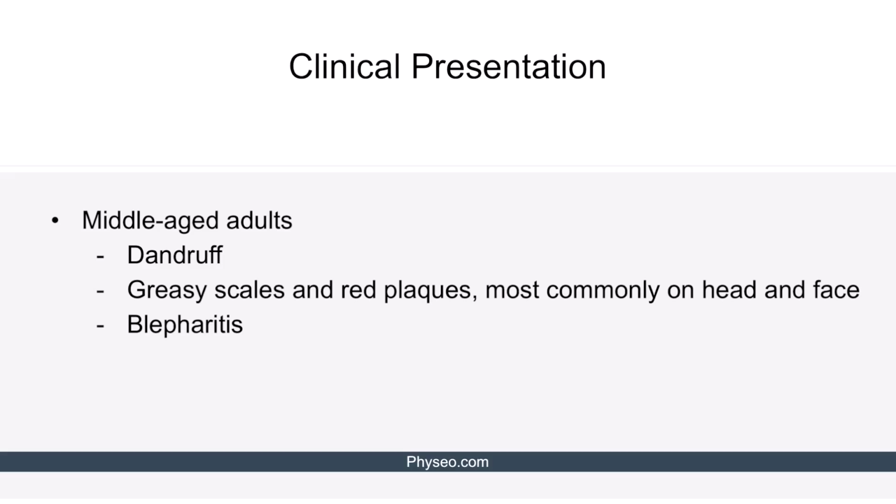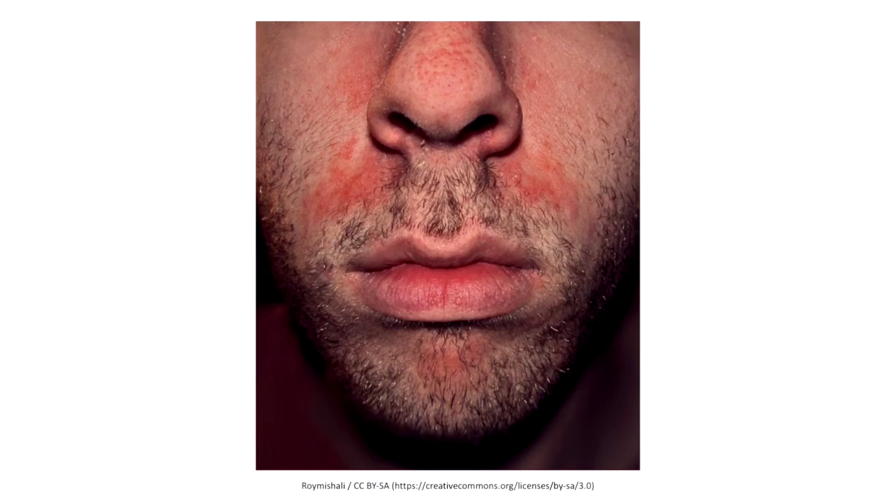In middle-aged adults, this more commonly presents as dandruff, greasy scales with red plaques over the head and face, or blepharitis. Blepharitis is when the margin of the eyelid gets inflamed. Patients may experience a gritty sensation within the eye, excessive tearing, and crusting eyelashes in the morning. Here we see a person affected by seborrheic dermatitis. Notice its red, flaky appearance near the nose and lips. Images of this rash often show the head or face.